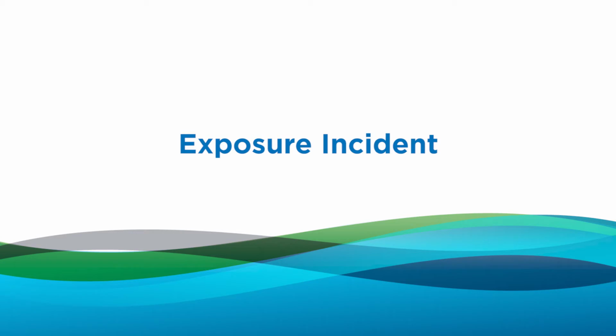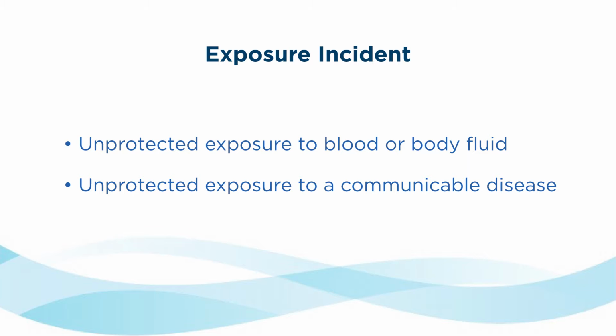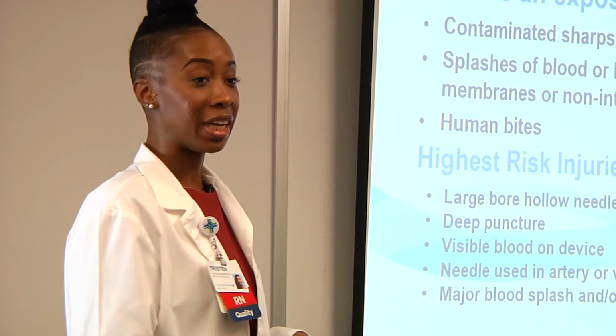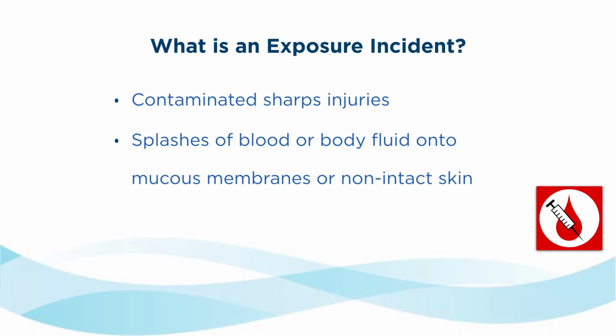An exposure incident is an unprotected exposure to blood or body fluid or an unprotected exposure to a communicable disease. An exposure incident can consist of contaminated Sharps injuries, splashes of blood or body fluid onto mucous membranes or non-intact skin, or human bites.